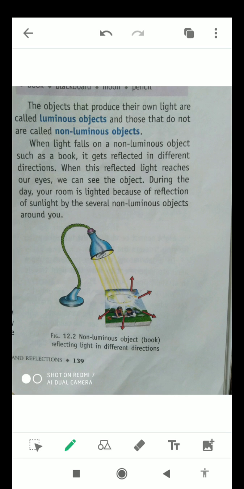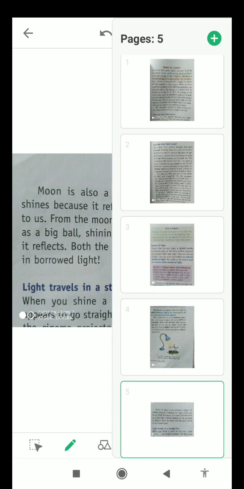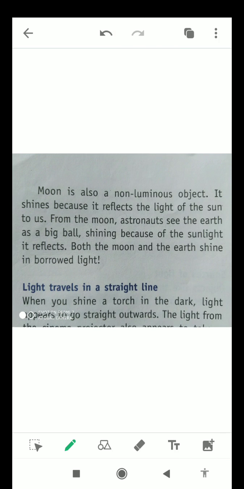Now next slide. Moon is also a non-luminous object. Do you know, students? Yes. Moon is also a non-luminous object because it shines and reflects the light of the sun to us. So due to the reflection of the sun, we are able to see the moon.